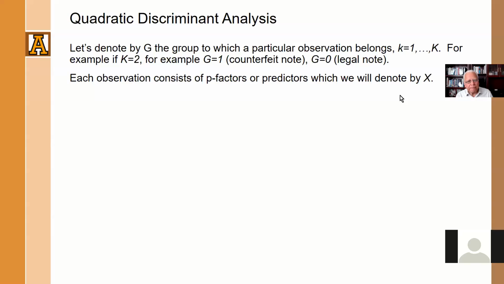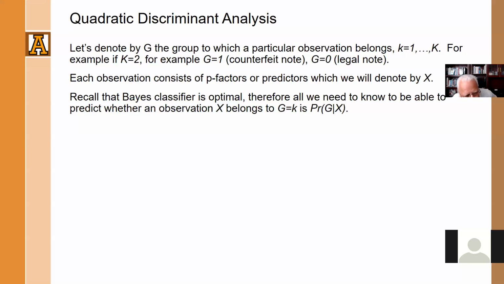Okay, so for each observation, we have P predictors, or P variables, P factors, and we'll denote them by X, just as when we discussed the linear discriminant case.